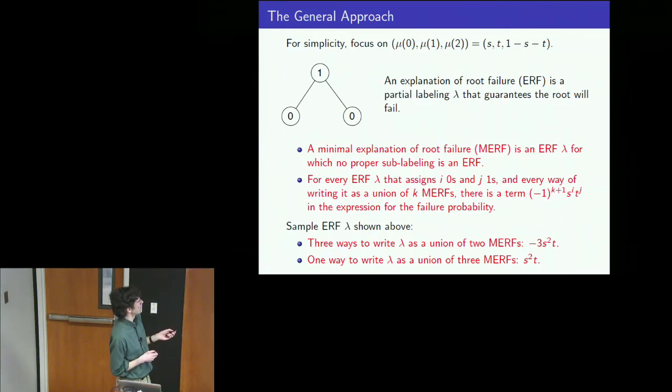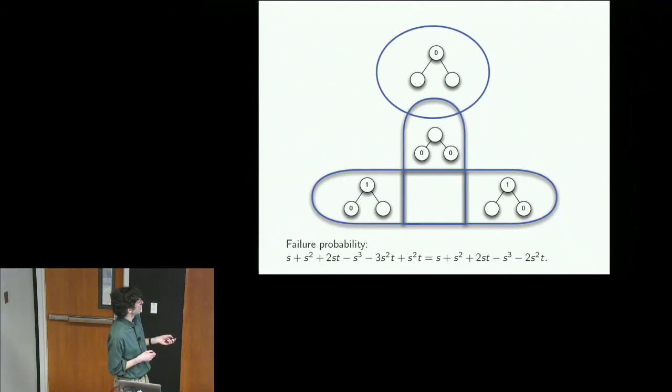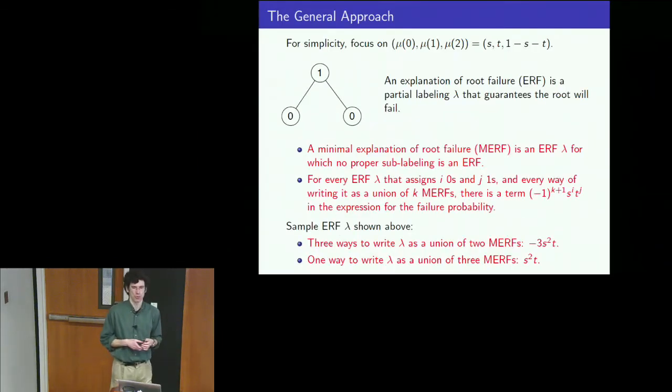Here I don't need to extend it at all because I filled in everything. But here, the root fails no matter how I extend the labeling, similarly here. Okay? So that's an explanation of root failure. It's a certificate that the root is going to fail.